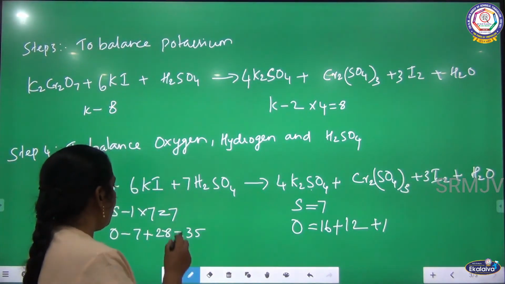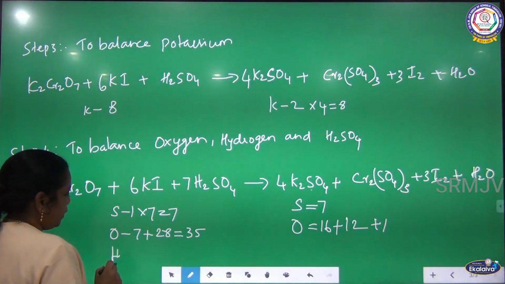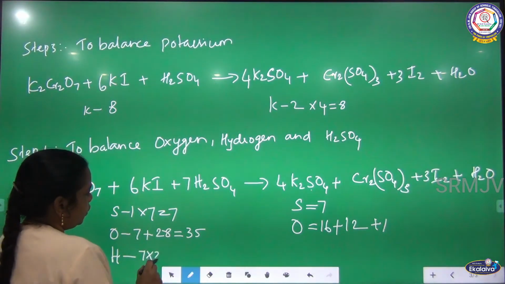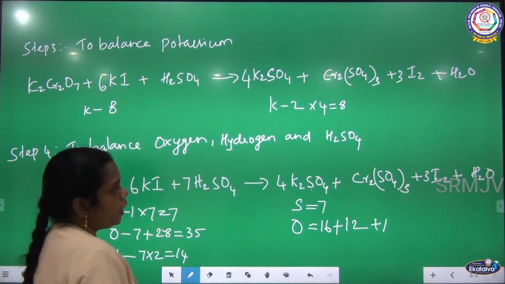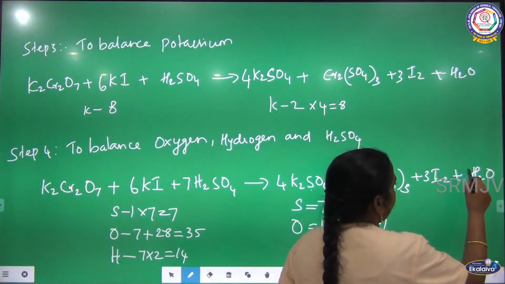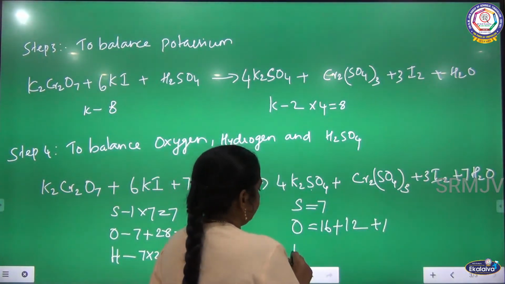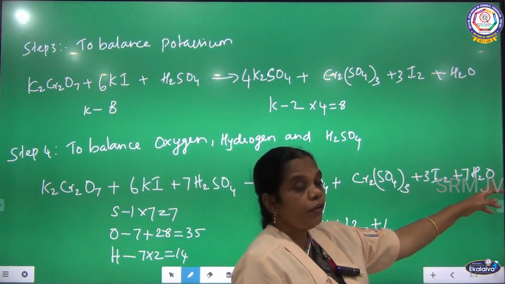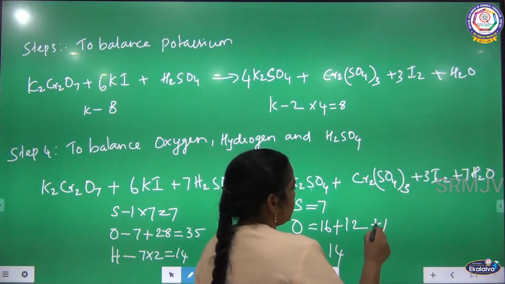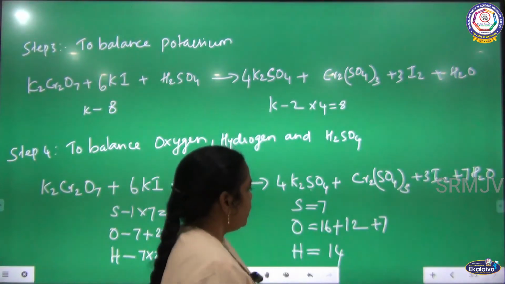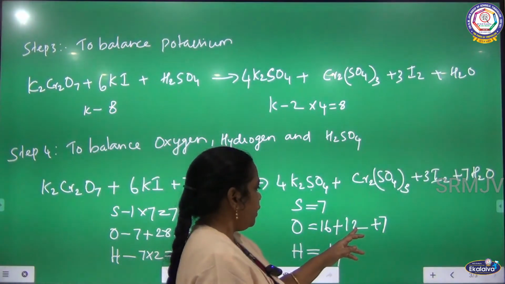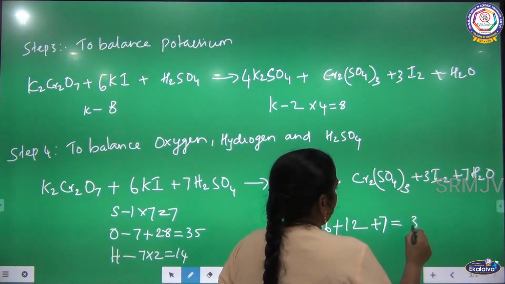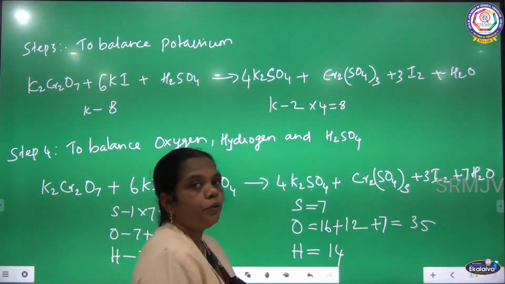So now we have to come to hydrogen. Hydrogen is also present in one combination, 7 into 2 equal to 14. So you have to make it 7 H2O, so hydrogen becomes 14. Now we have to add 7 oxygen here. So now you can see that 29 plus 6, 35. So everything is going to be balanced.